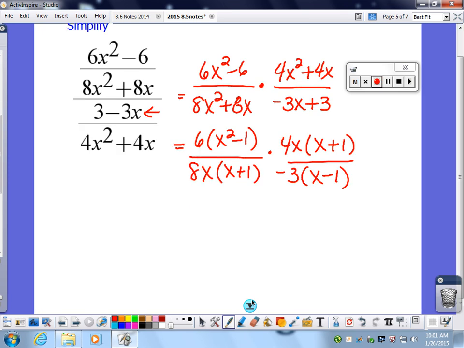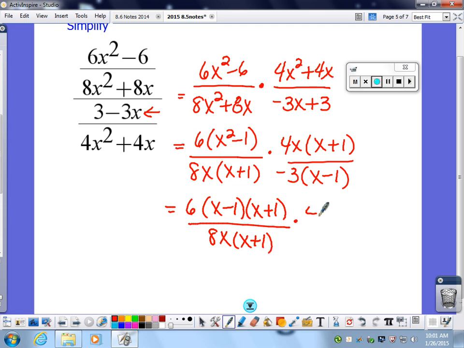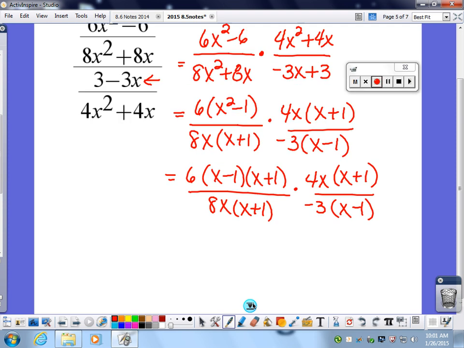All right, let's factor this again, and then I'll start simplifying. So 6 times x minus 1, x plus 1, over 8x, x plus 1, times 4x, x plus 1, over negative 3, x minus 1. All right, let's start simplifying. Crossing out common factors. So who's out? x plus 1, x plus 1.